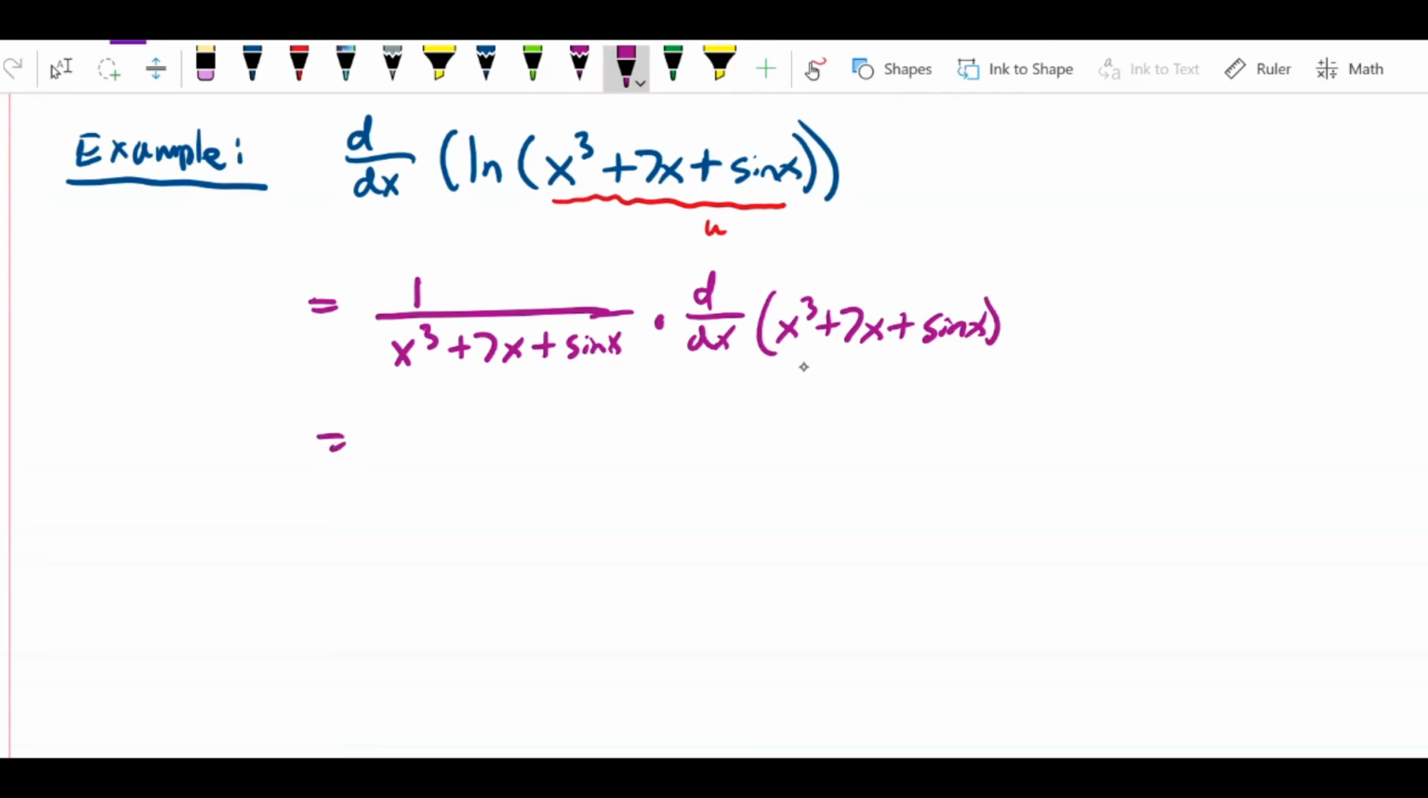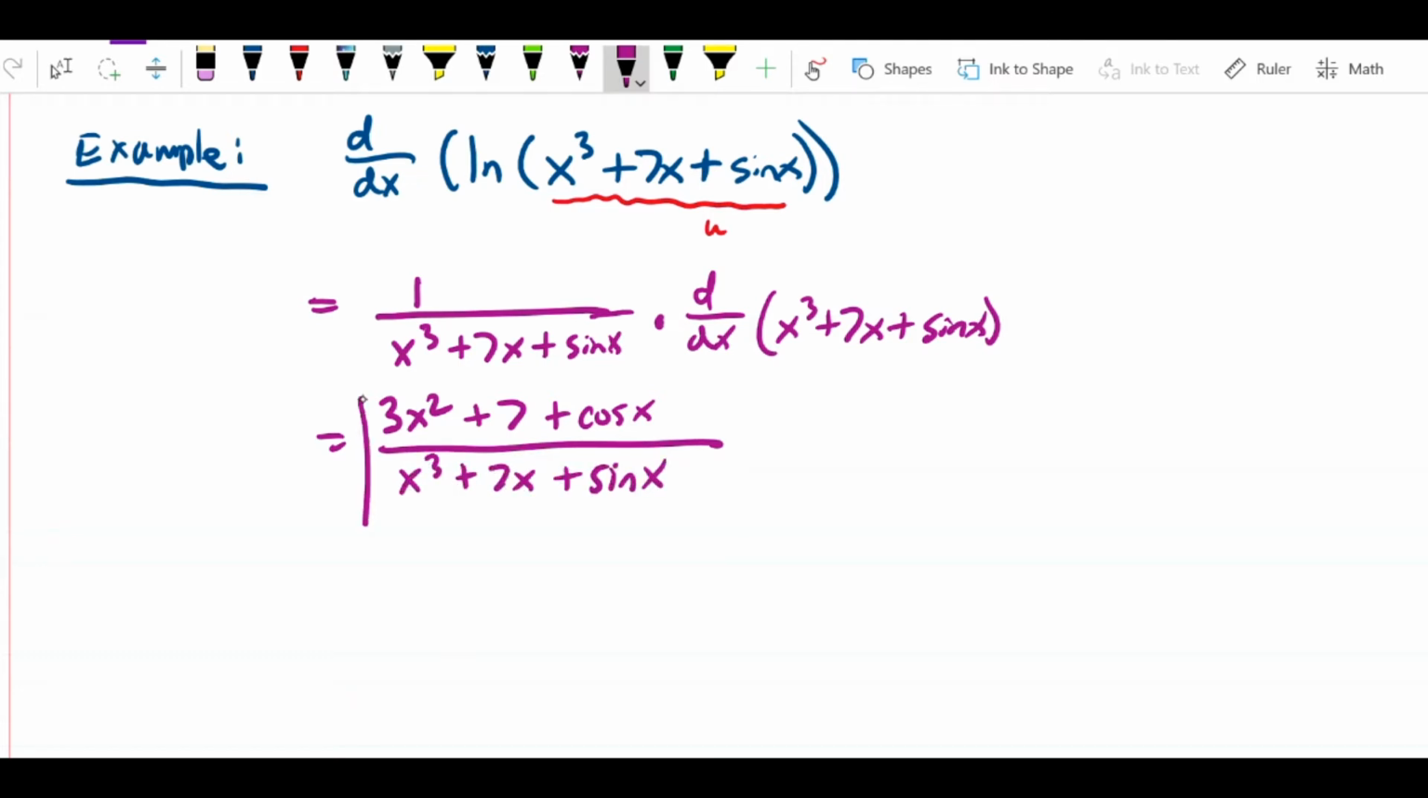So we can just rewrite that. That's going to end up in the numerator, so that's going to be 3x squared plus 7, the derivative of sine is cosine, over x cubed plus 7x plus sine x. So there we go, that's the derivative, and that just uses the natural log function.